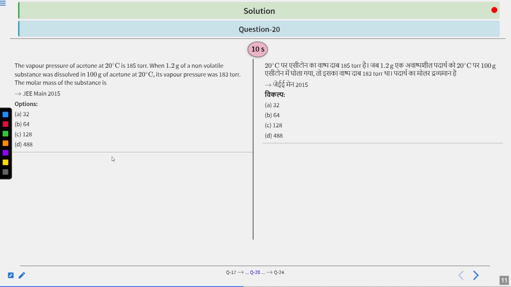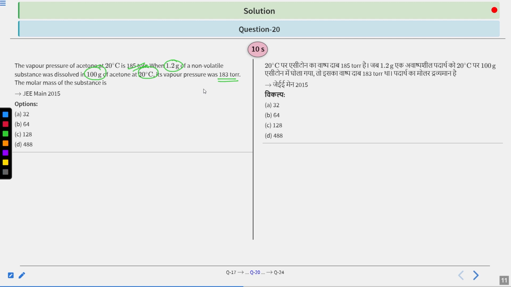D 488 gram. So it is being given that the vapor pressure of acetone is 185 torr, and you're adding 1.2 gram of non-volatile substance. Clear? We are adding it to 100 gram of acetone at 20 degrees Celsius, and at that point, for the solution, the vapor pressure becomes 183 torr. So you have to find the molar mass of the substance.